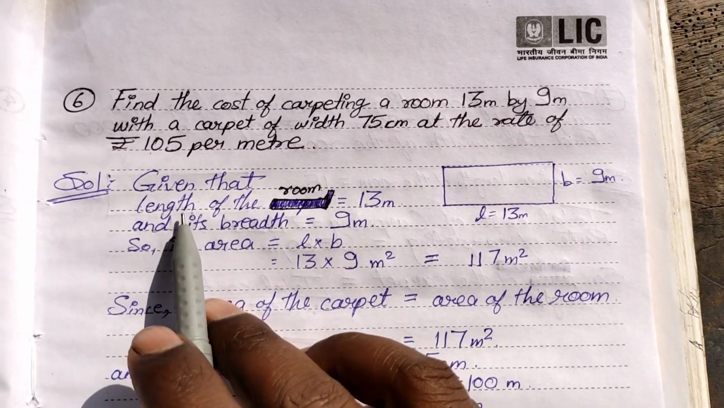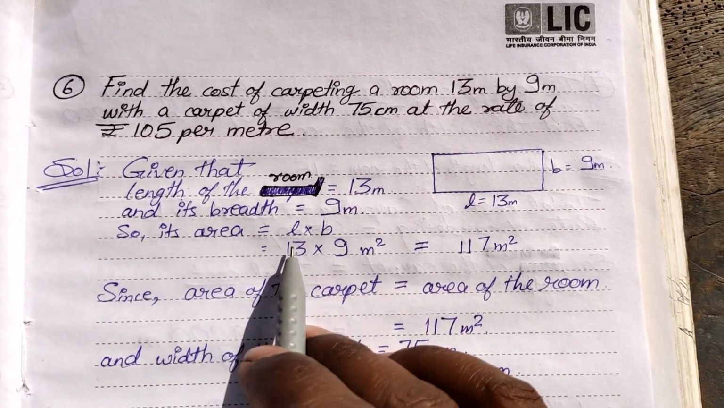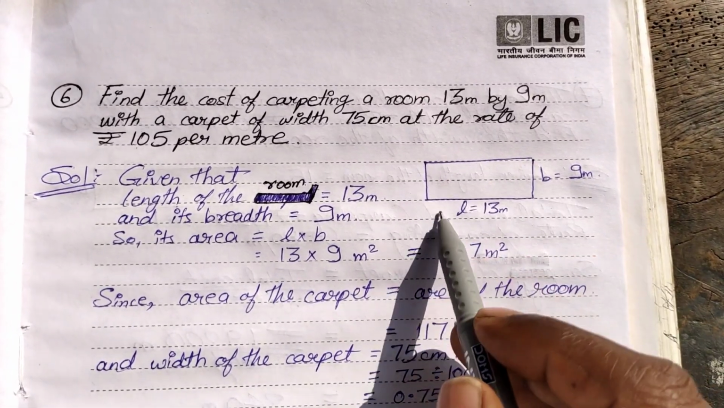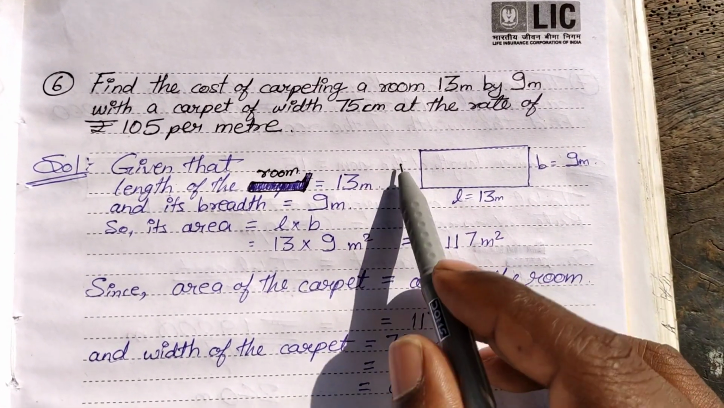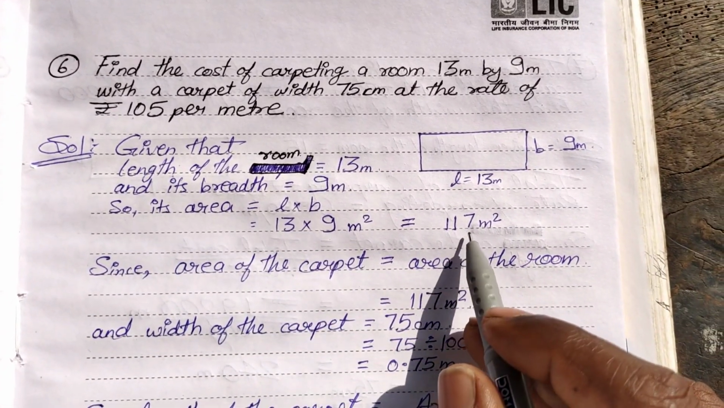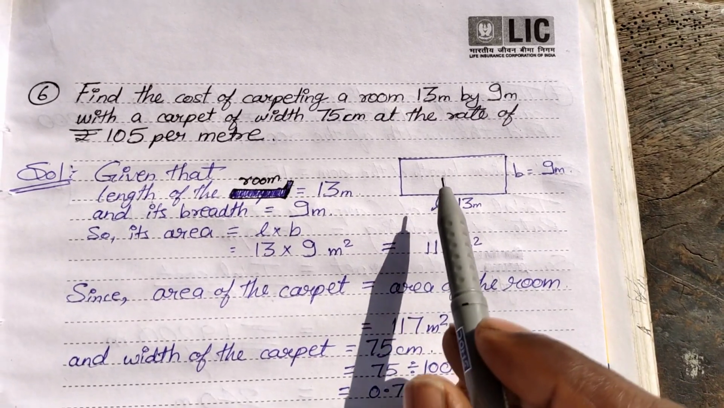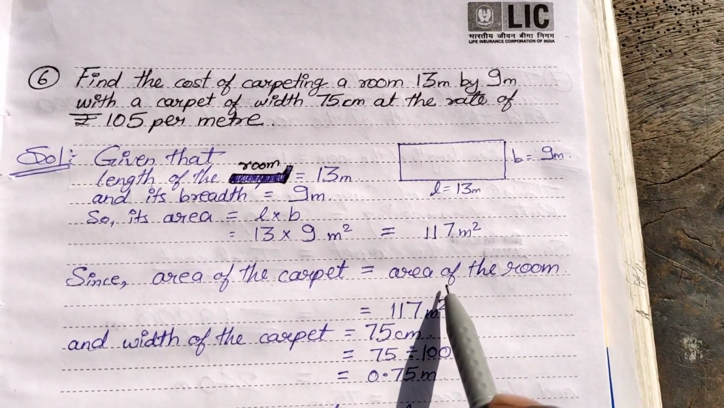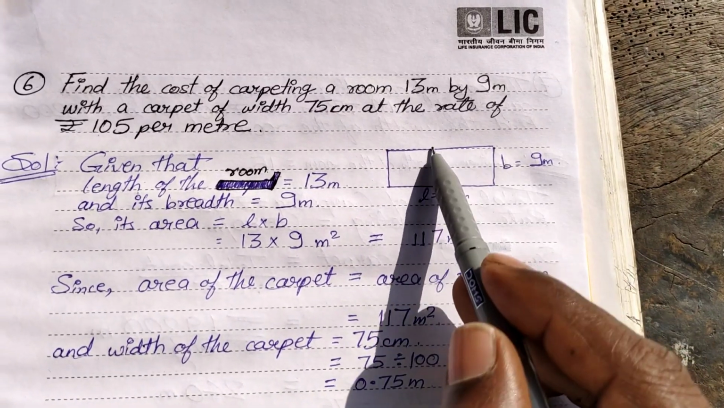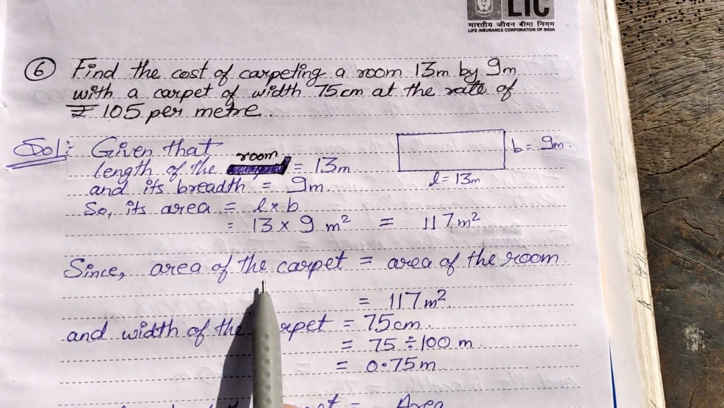Given that the length of the room is 13 meter and its breadth is 9 meter, we find its area. Why area? Because we have to cover this whole room with the carpet. So the area of the room is 117 meter square. Now area of the room is equal to area of the carpet. Why? Because we have to cover the whole room with the carpet. So area of room is equal to area of carpet.